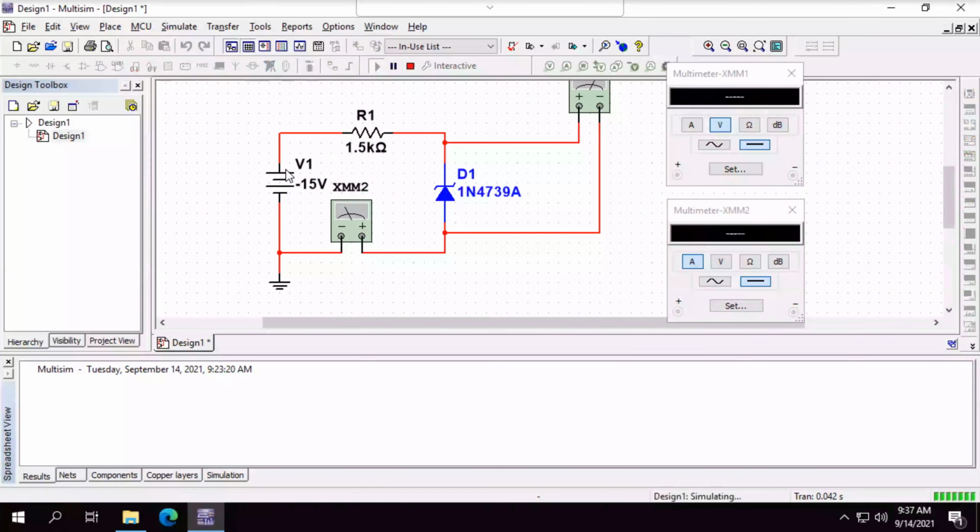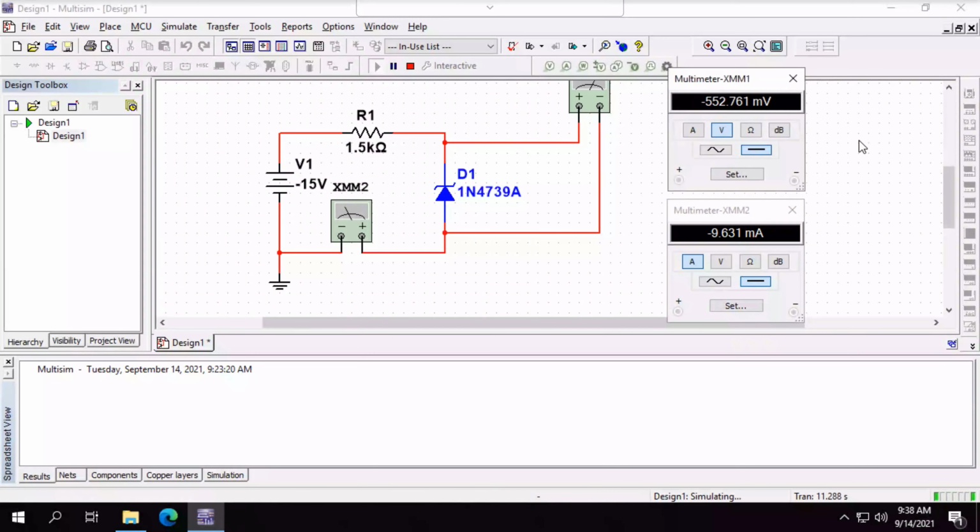So if I do that, I would expect there to be about a 0.7 volt drop or something like we would see in a silicon diode. So I'm seeing a voltage of -552 millivolts. So that's about -0.552 volts. So again, it's somewhat close to the 0.6, 0.7 that we're familiar with for a silicon diode when we have it in forward bias. Okay, so you can get the measurements for forward and reverse bias by just doing something like that.